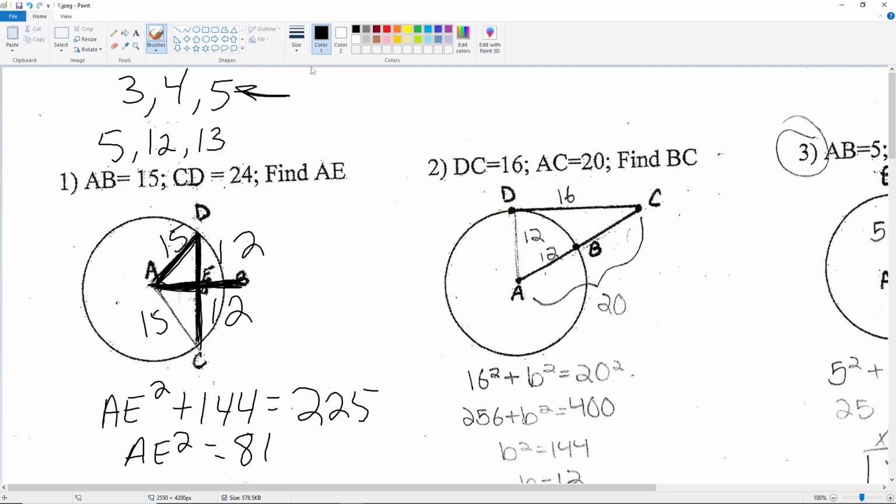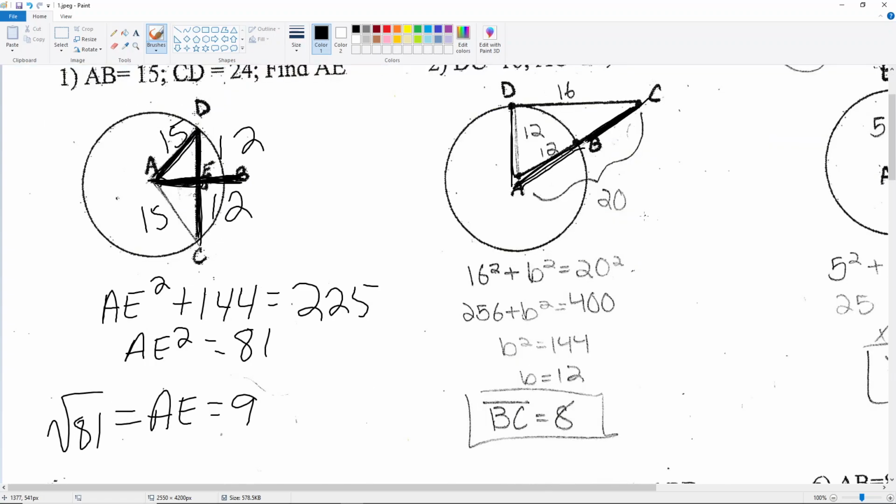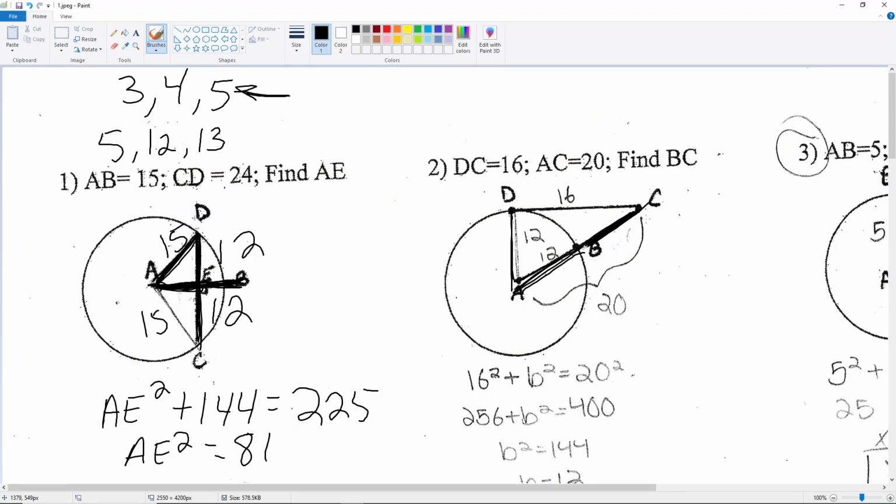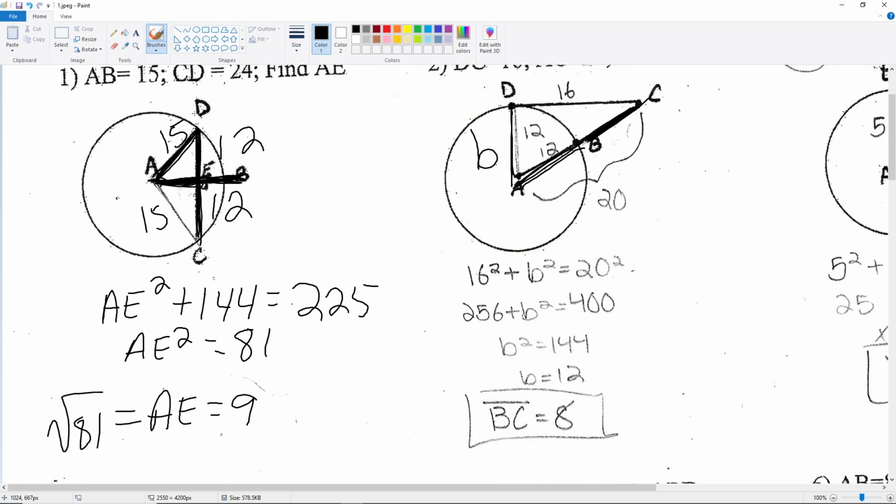DC is 16. AC is 20. Find BC. We have to find that piece. Okay, if we can find AD, we could find AB because they're both radii, and then subtract AB from 20, and that will give us BC. I think you've done that. You've used the Pythagorean theorem. 16 squared plus B squared, we're calling this B, equals 20 squared, and then 256 plus B squared equals 400. B squared equals 144. B is 12, and then BC equals 8.